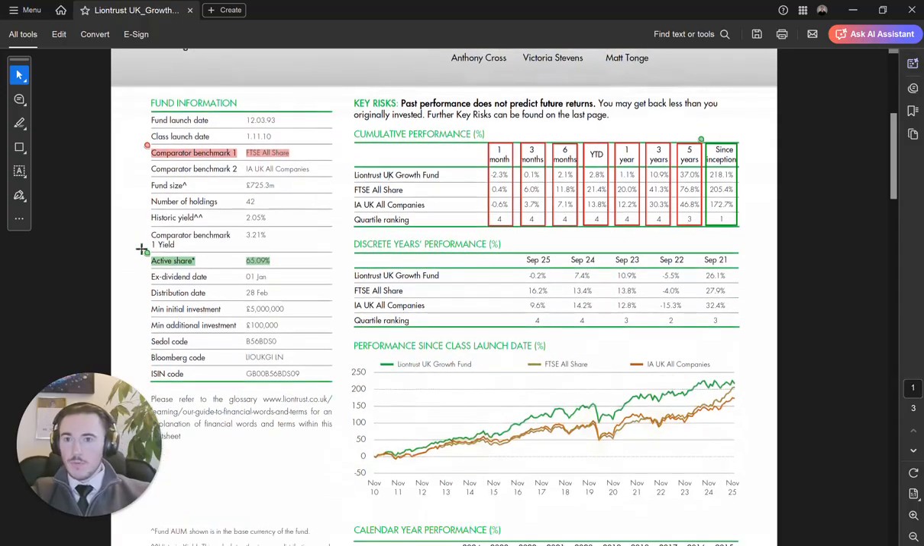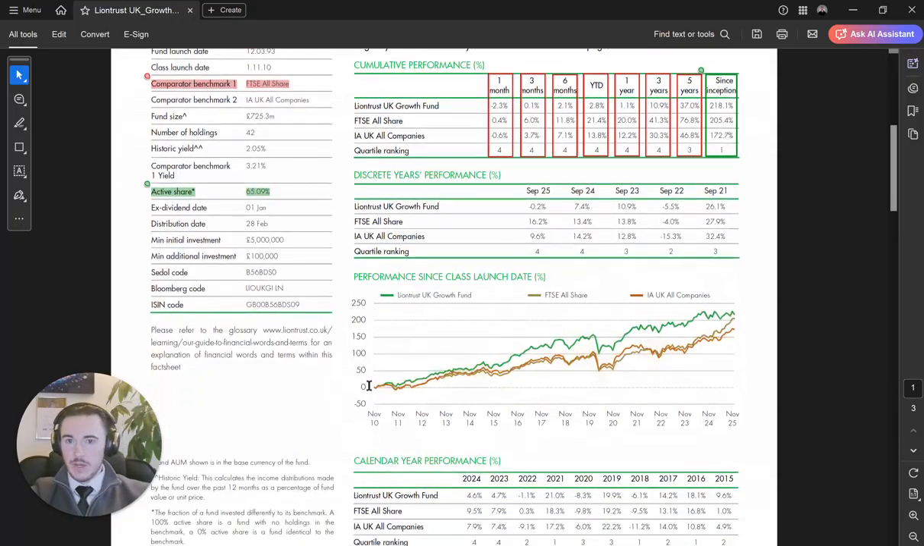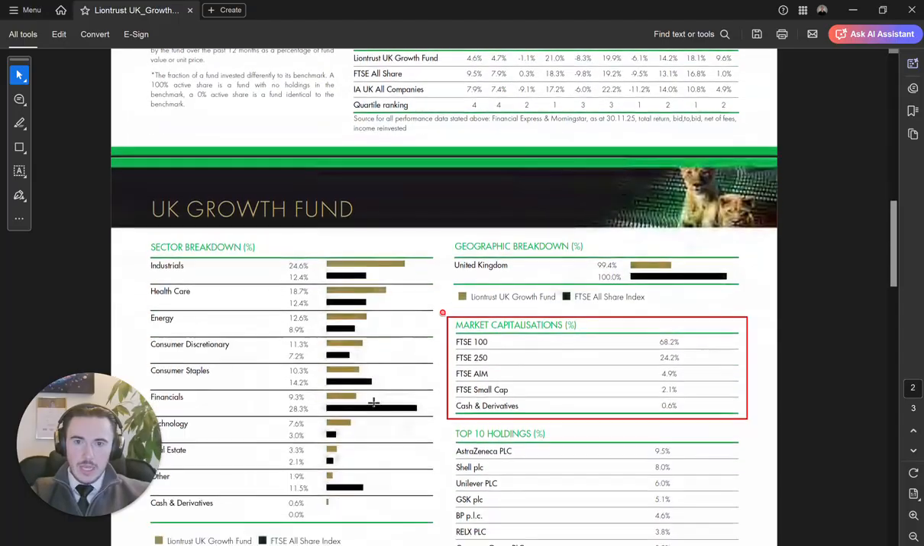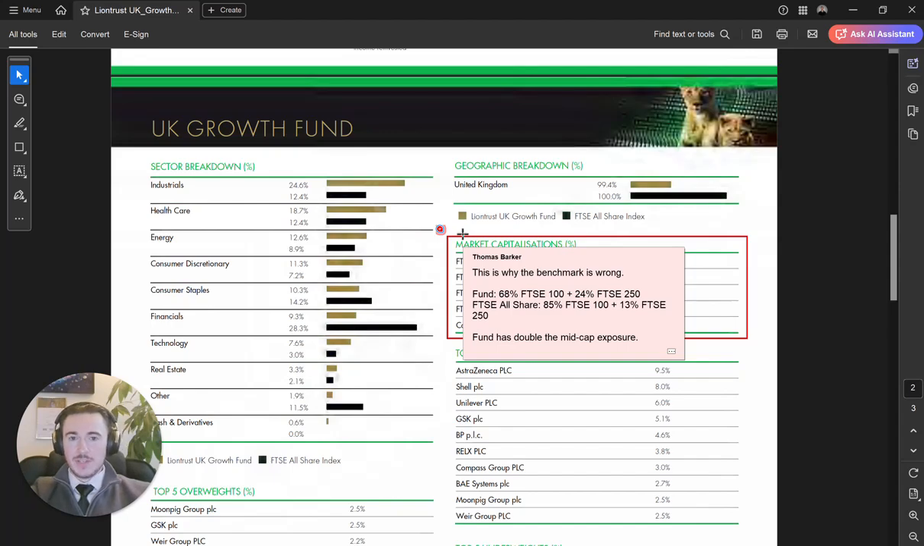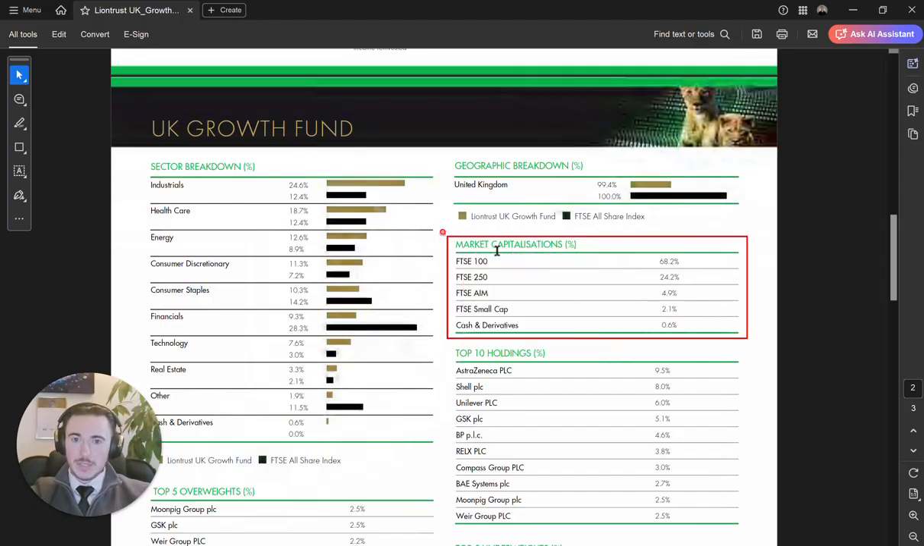Okay, but before we do, looking at that active share, we can see they are taking generally active bets. So this fund takes big bets versus its benchmark. In regards to this fund's composition though, we can see they've got just over 68% in the FTSE 100 and just over 24% in the FTSE 250. Now, as mentioned, as I'll highlight here, the fund does double the mid-cap exposure than its benchmark in that FTSE 250. So I don't think that's an appropriate benchmark, is what I would say.